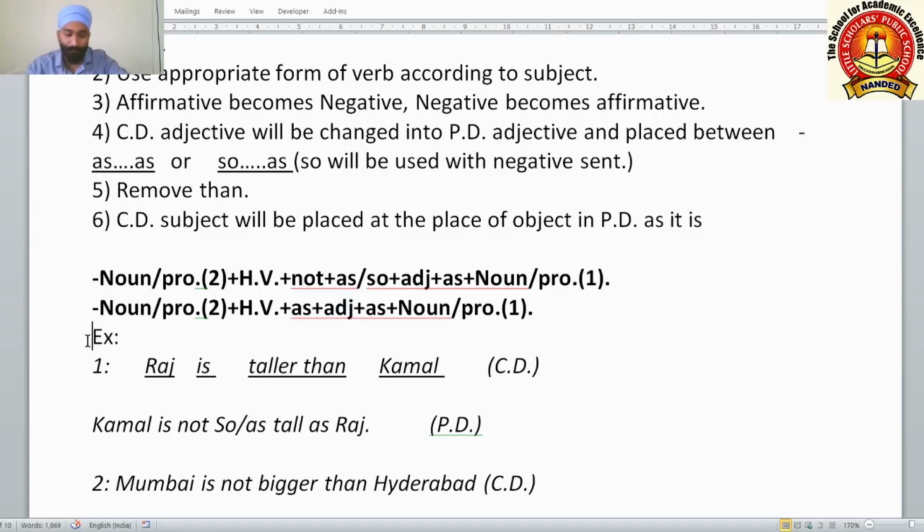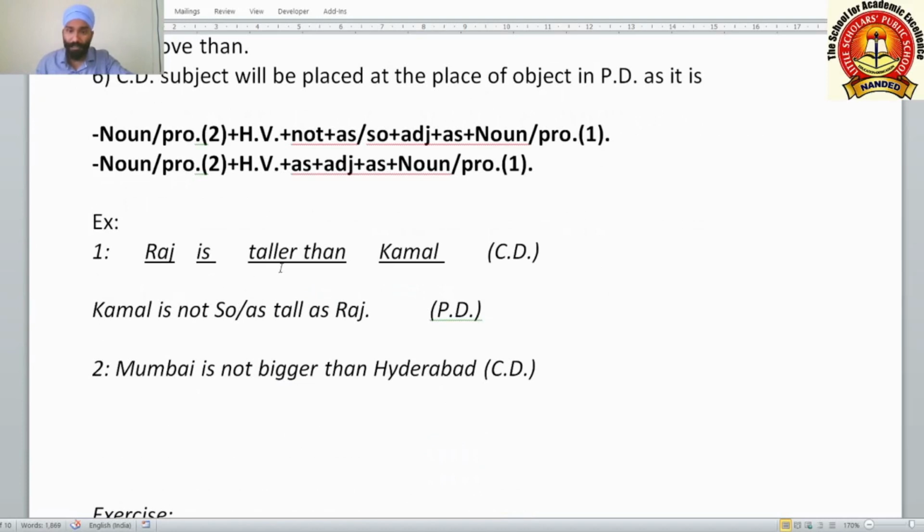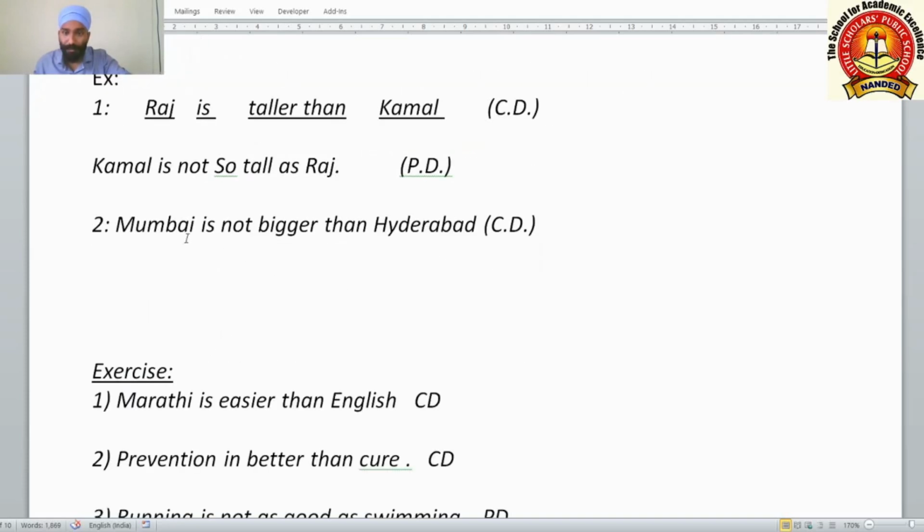Now example, Raj is taller than Kamal. This is an affirmative type sentence. Kamal is not so or as, anyone you have to use. Here I am using so. Kamal is not so tall as Raj. This is positive degree. This taller became tall. This you can see. Second example, Mumbai is not bigger than Hyderabad.